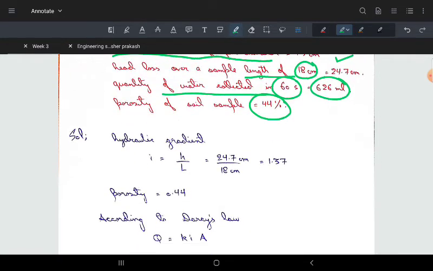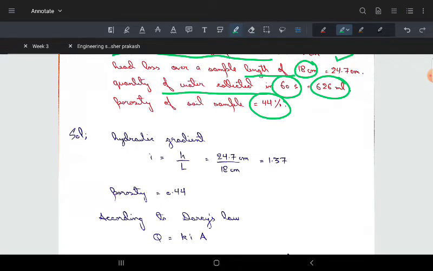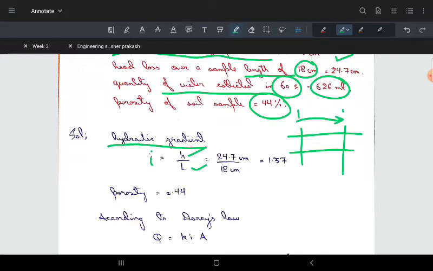Okay. So let's first calculate the hydraulic gradient. What is hydraulic gradient? It is loss of head per unit length. It is denoted by i, and it is equal to H by L. H is the loss of head, that means how much head is lost when the water moves from this position to this position. That is called the hydraulic gradient. H is given as 24.7 centimeters, which is the loss of head, and L is given as 18 centimeters. So the hydraulic gradient comes out to 1.37.